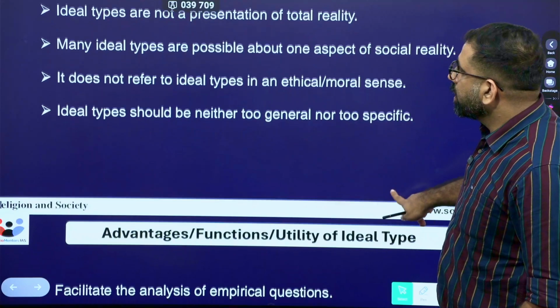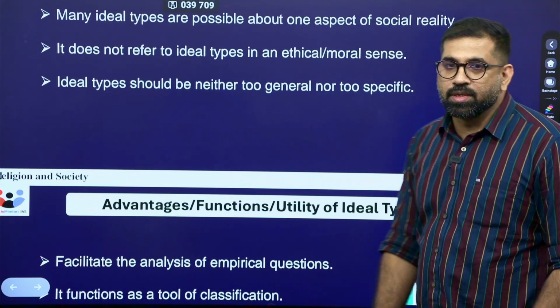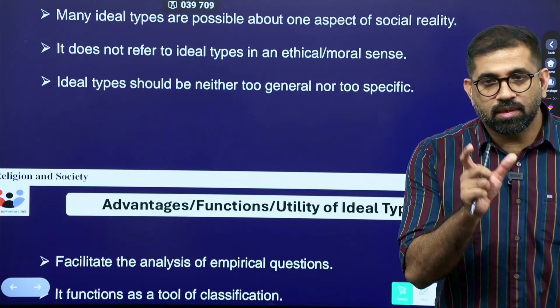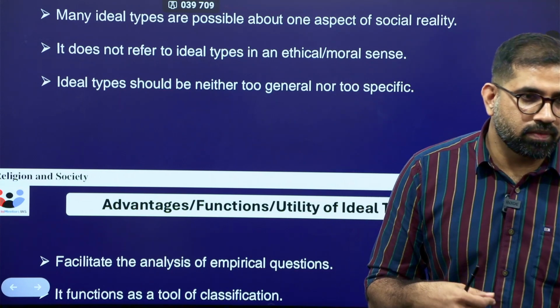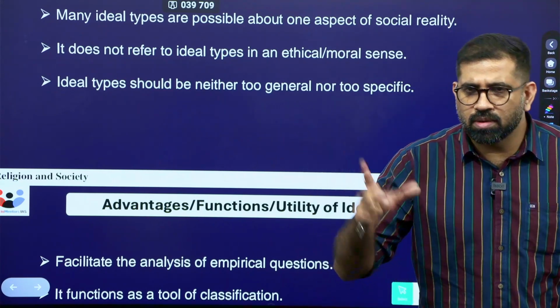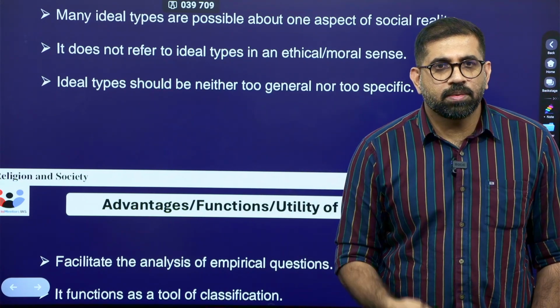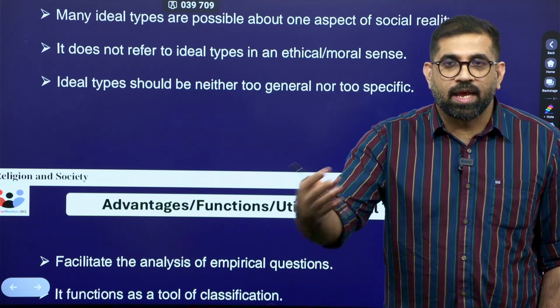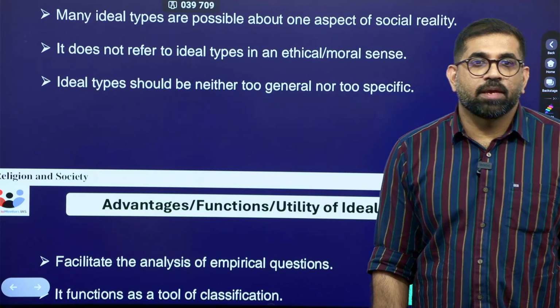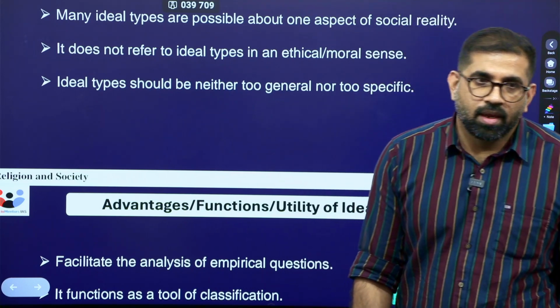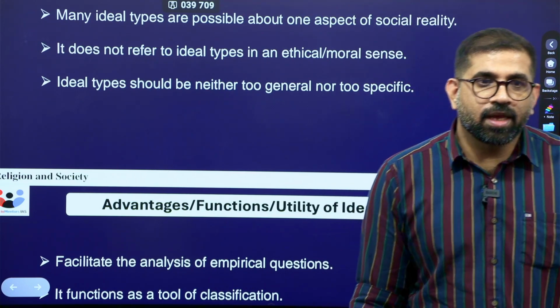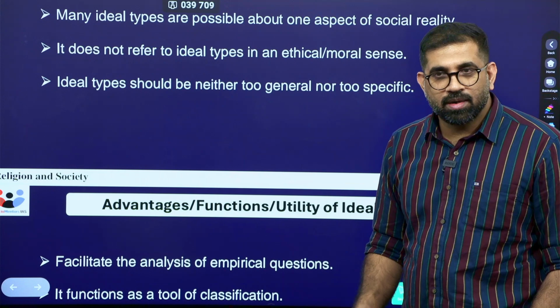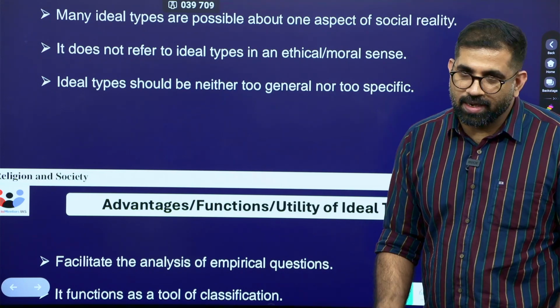Then, ideal type does not refer to an ethical or moral sense. As the term ideal is there, we may confuse it with an ethical or moral aspect, but it is not any ethical or moral concept. Instead, you can even create an ideal type of immoral or unethical aspects, like an ideal type of a crime, right? Ideal type of money laundering, ideal type of terrorism. All these can be done by using the concept of ideal type.